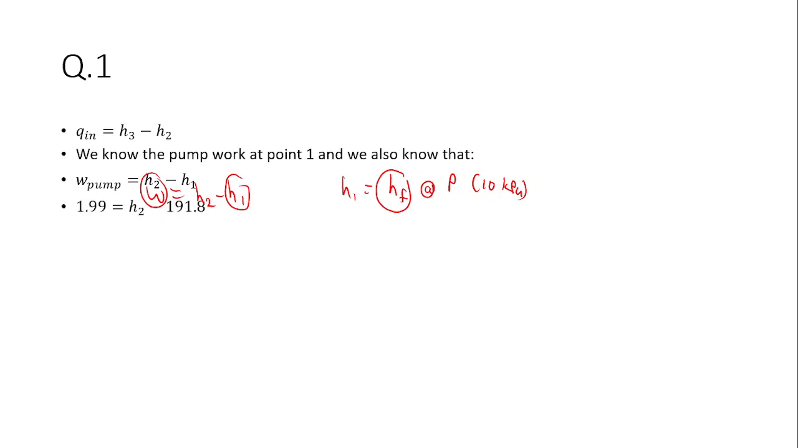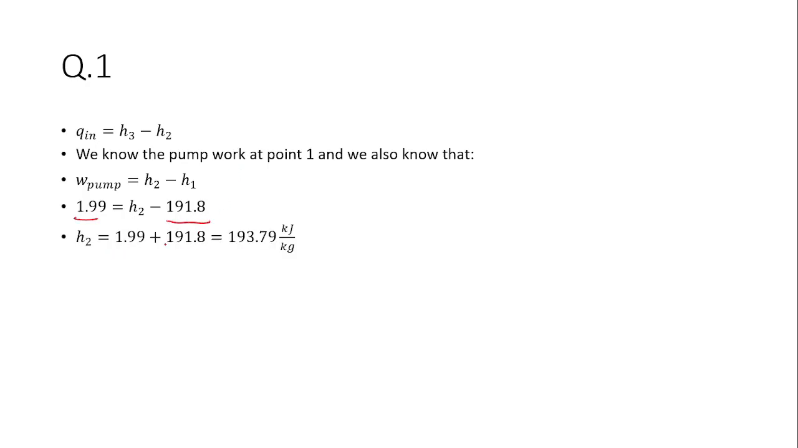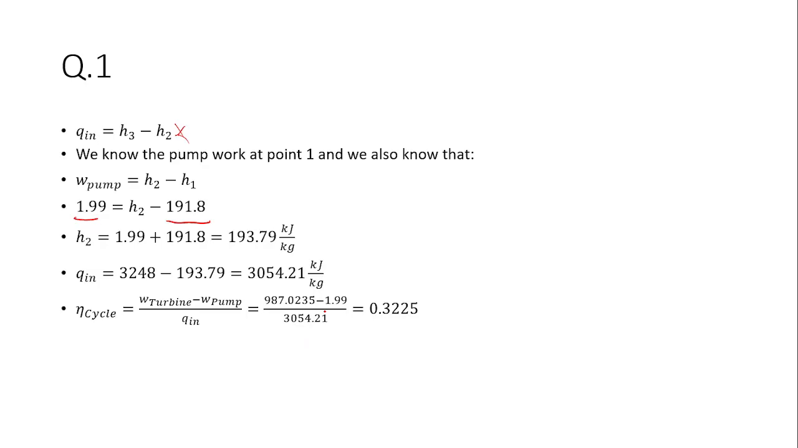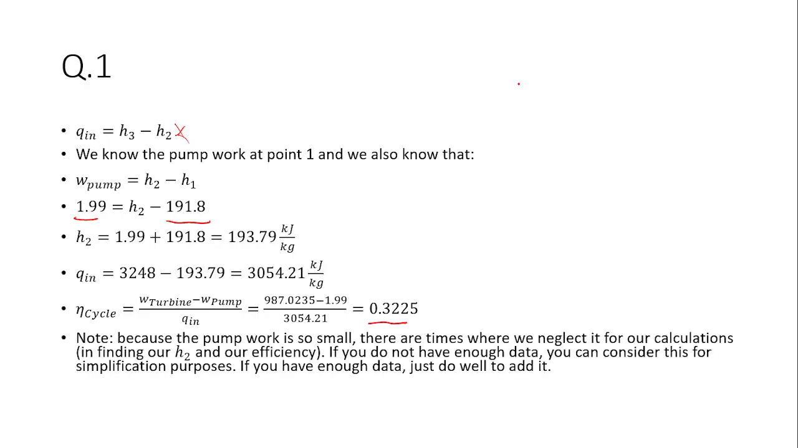If we read that, we'll have our H1 to be 191.8. It was given to us. We know our pump work which we calculated, so we can make H2 the subject. Then we can put that in the Q formula here and find the Q in. Then from there we can just put all the expressions into our efficiency formula, and that becomes the efficiency of our cycle, right?